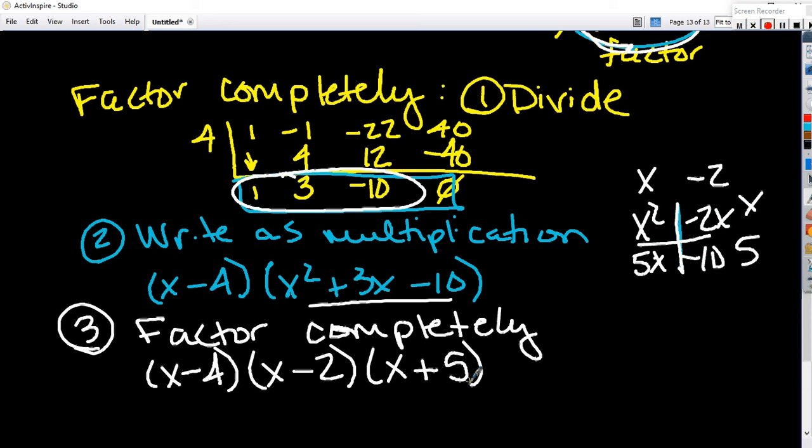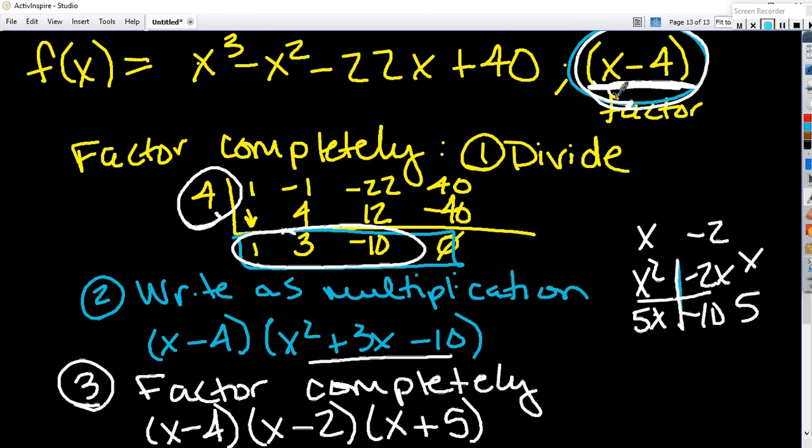If I asked you to find the zeros of this function, what would the zeros be? 4, 2, and negative 5. Because the zeros are when we set the equation equal to 0 and we solve. Whenever I set x minus 4 equal to 0, I add 4. I get the opposite sign, is what I'm wanting you to see here. So look at the relationship between what I divided by, the factor, and the 0. What's the relationship? It's the opposite sign. Do you agree?